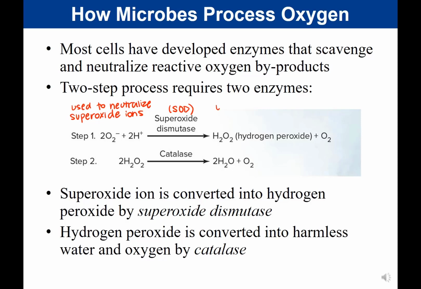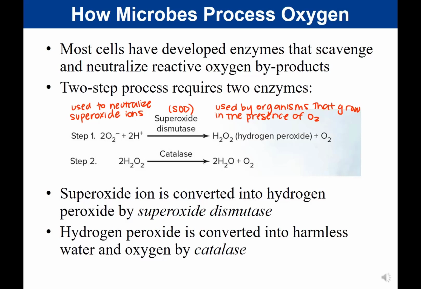And so this is used by organisms that grow in the presence of O2. So whether or not the organism uses oxygen doesn't really matter. Organisms that grow in the presence of oxygen need to have that superoxide dismutase. They need to be able to neutralize those superoxide ions that can form.